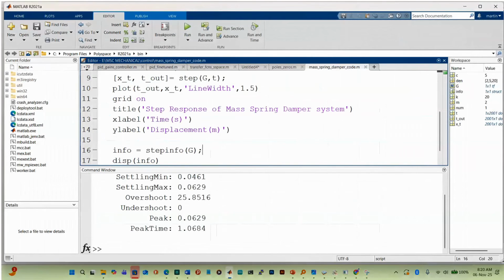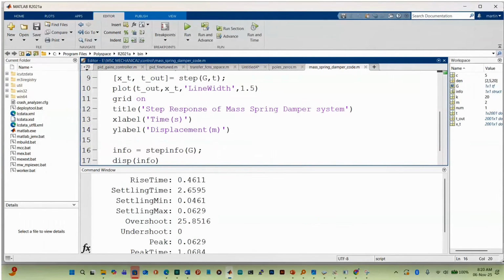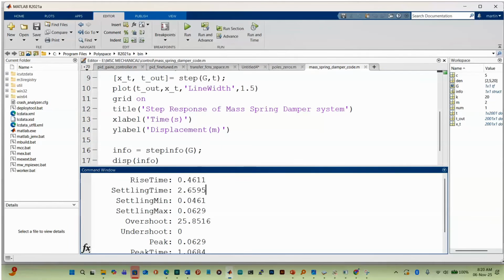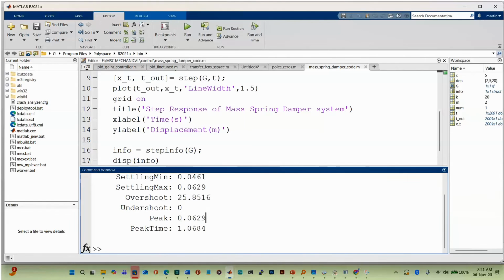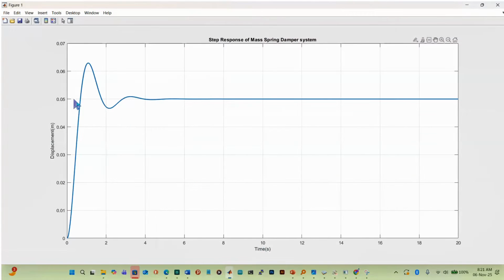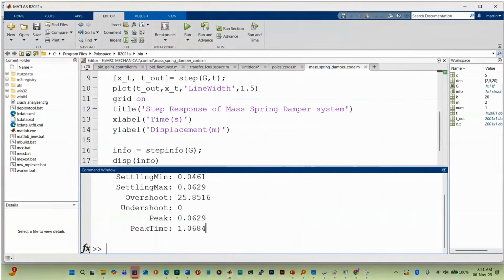If you want, we can now look at the information that we are talking about. The rise time is 0.4611 seconds. The settling time is this. The settling minimum, the overshoot is this. The undershoot is that. The peak is this in terms of displacement, and the peak time is 1.0684. The peak, you can see it from here. You can see this is 0.06 something. That is in terms of displacement.